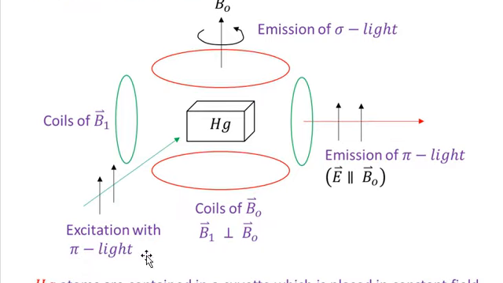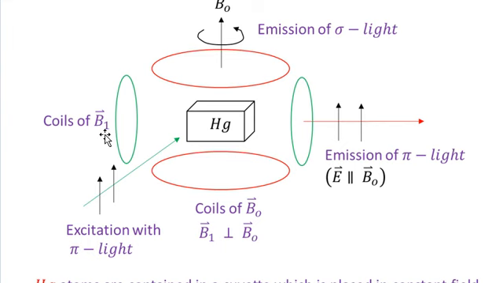That is, pi light will be used to excite the central Zeeman level of the 3p1 state. And when the mj is equal to 0 level of the 3p1 state is excited, then the magnetic field B1 can be used to further excite the mj is equal to plus 1 level or the mj is equal to minus 1 level.